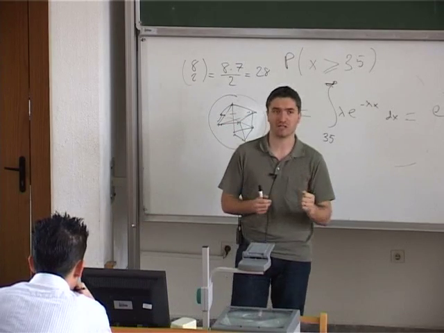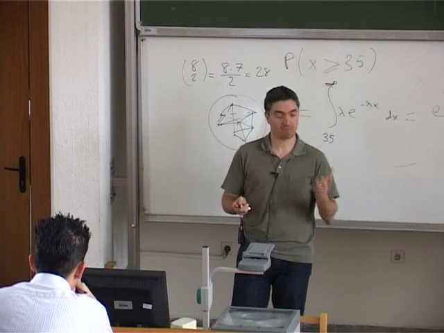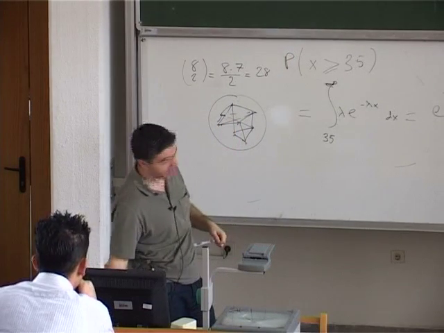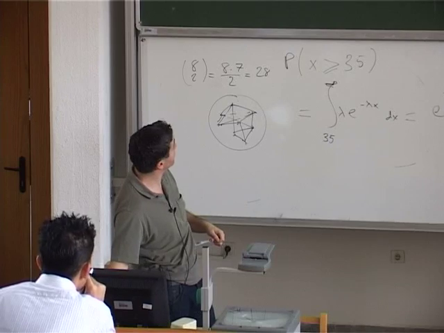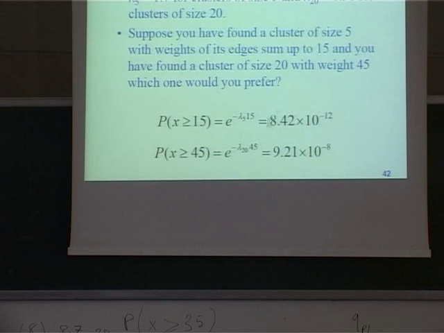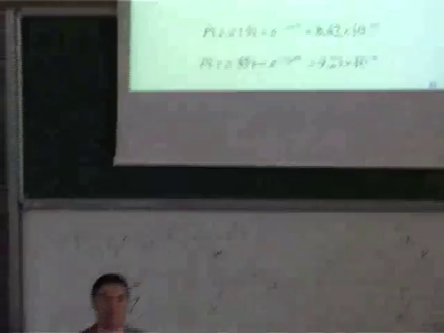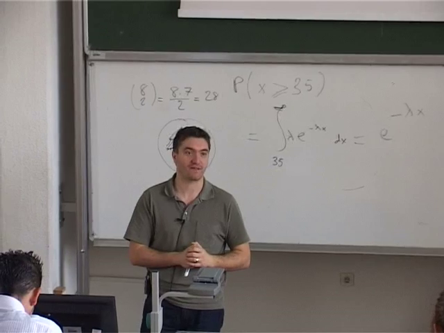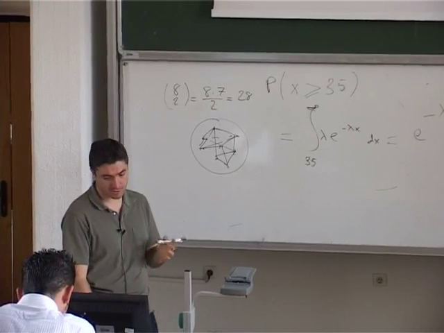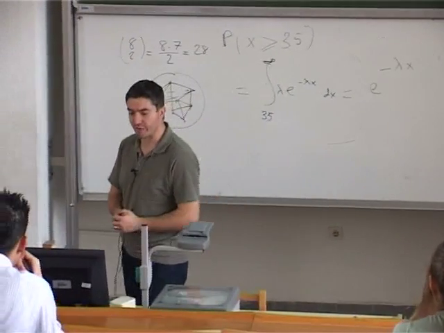If you are asked why you chose the cluster of size 5, not the size 20, you can argue that the probability of getting a cluster of size 5 with 15 edges is less likely. This probability is about 10,000 times smaller than the other probability. So it's 10,000 times less likely to find this cluster of size 5 with those edges. Okay, so this is how you compute p-values, and the computation of statistical significance is very common in many different fields of science.